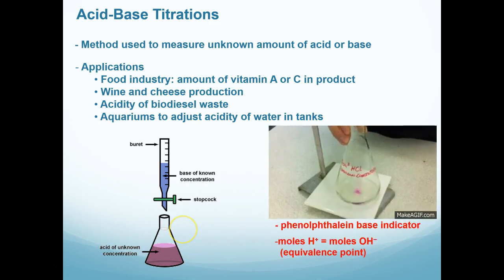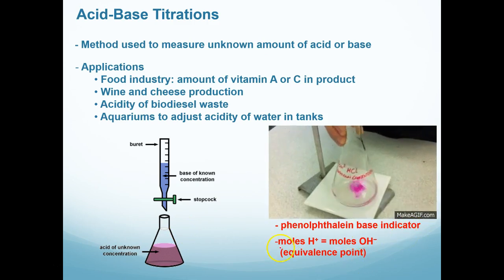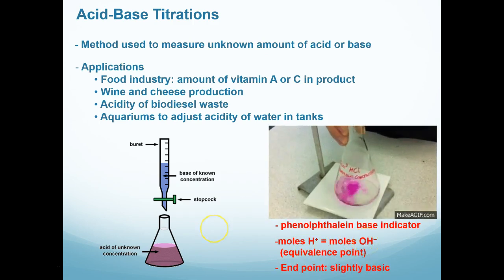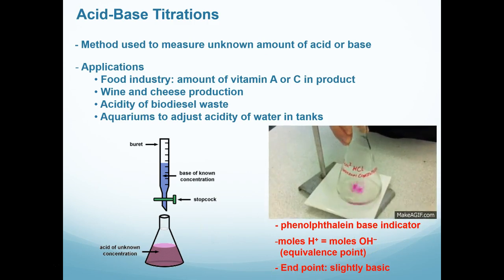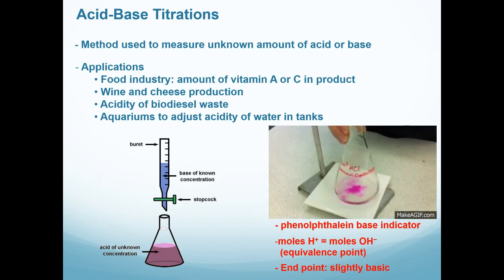So just some terminology, and we use a phenolphthalein base indicator, right? And the equivalence point is where the moles of acid, H+, are going to be equal to the moles of OH-, the base. But what we see is the end point where we make it ever so slightly basic, and as soon as we do that, we see this pink color. So this has gone way too far. We're looking for a very faint pink color.